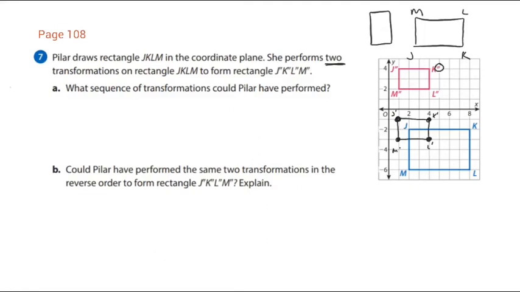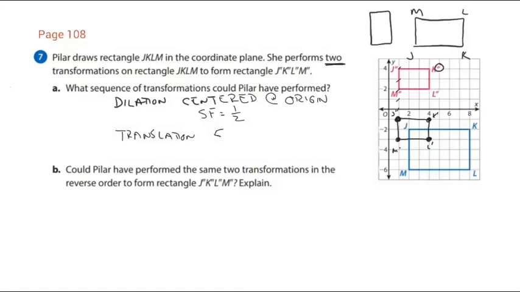And then the only thing I have to do to this, if I do the dilation first, so if I do a dilation, key points about this is it's centered at origin. Scale factor is 1/2. And then I can do a translation. I want to figure out how many units up. It's going to go 1, 2, 3, 4, 5. 5 units up. Does anybody have any questions on that sequence?